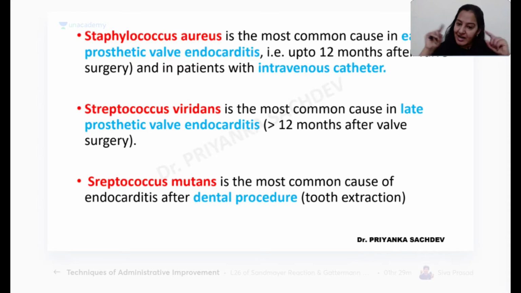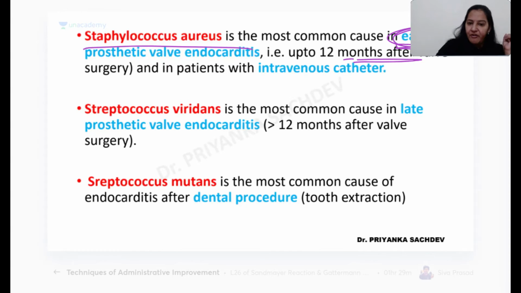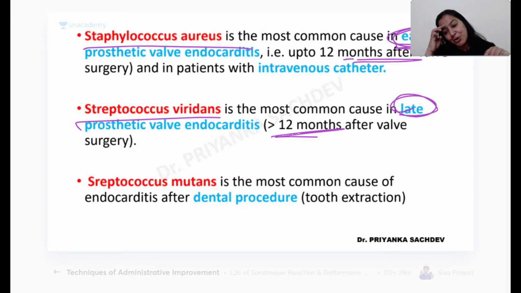So which bacteria causes early prosthetic wall endocarditis and which bacteria causes late prosthetic wall endocarditis? Two different MCQs. Have you got my point? Early prosthetic wall endocarditis, within 12 months of the surgery, is caused by Staph aureus, and the late one, after 12 months of the surgery, is caused by Strep viridans. Again, 2 important MCQs. Give me a thumbs up if you got it. All these important points are for your MCQs, so take it judiciously.